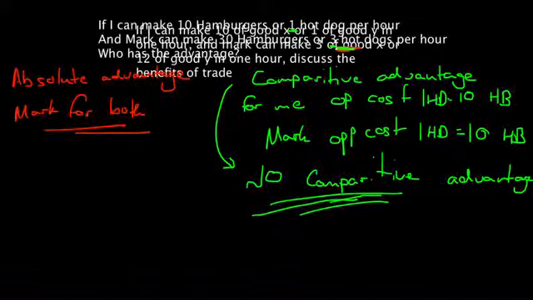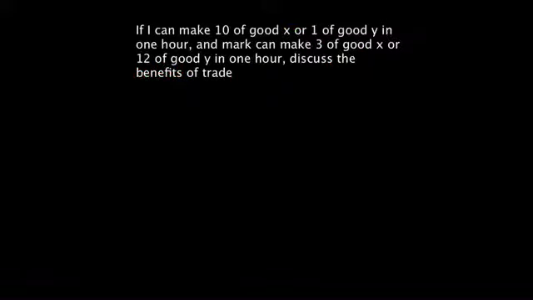Okay. Now, let's look at some trade and why we might trade in an economy. So let's just say I can make 10 of good X or 1 of good Y in an hour. Mark can make 3 of good X or 12 of good Y in 1 hour. Okay, let's just say we want some of both. So I might work for an hour on good X and then work for 1 hour on good Y.